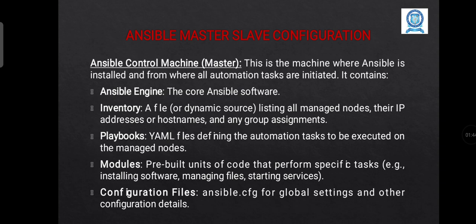Inventory file. Inventory is a file that will consist of the list of all managed nodes, their IP addresses or host names, and any group assignments. Playbooks are also YAML files which will define the automation tasks to be executed on the managed nodes. Modules are pre-built units of code that perform specific tasks, example installing software, managing files, starting services, etc. Configuration files. These are actually the files for global settings and other configuration details.